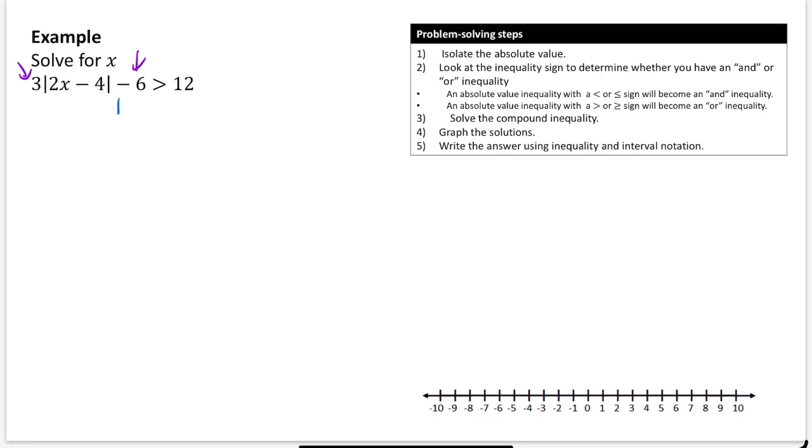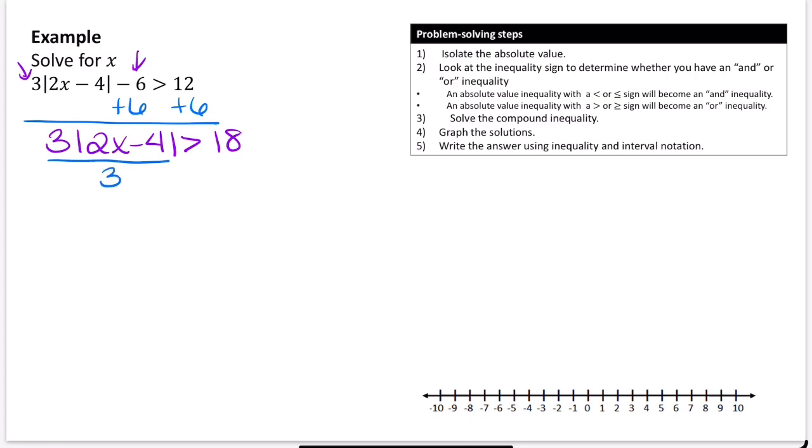I'm going to go ahead and add 6 first, and then that's going to give me 3 times the absolute value of 2x minus 4 is greater than 18. So now I need to get rid of that 3. Well, that 3 is multiplying my absolute value, so I'm going to do the opposite. I'm going to divide. So when I divide both sides, I get the absolute value of 2x minus 4 is greater than 18 divided by 3, which is 6.